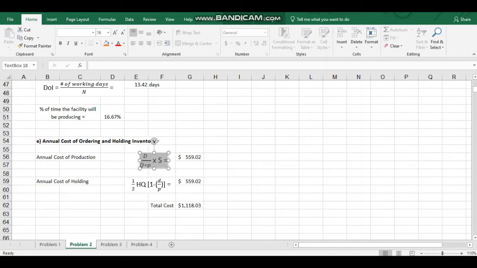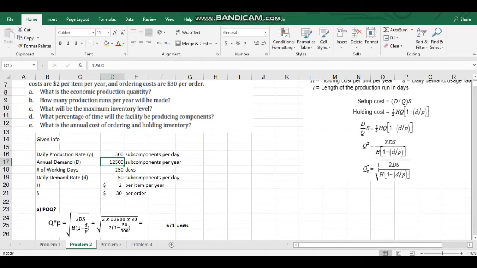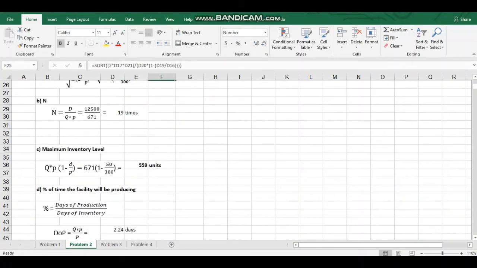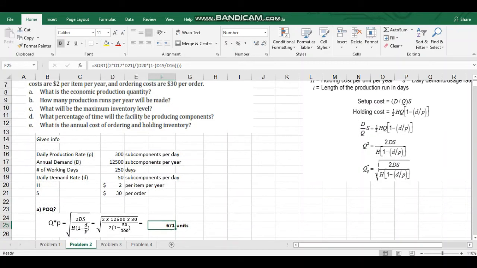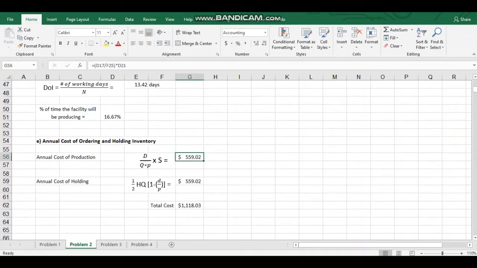The annual demand divided by Q star and then times the production cost or setup cost. The annual demand is 12,500, divided by the Q star, which is 671 units, and times the setup cost, which is $30 per order, and we get 559.02 as our annual cost of production.